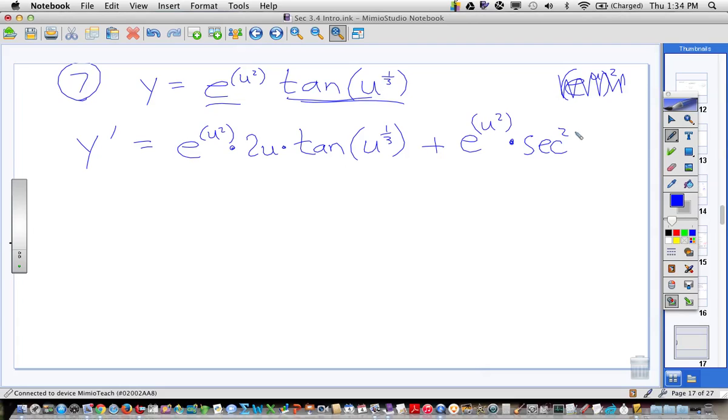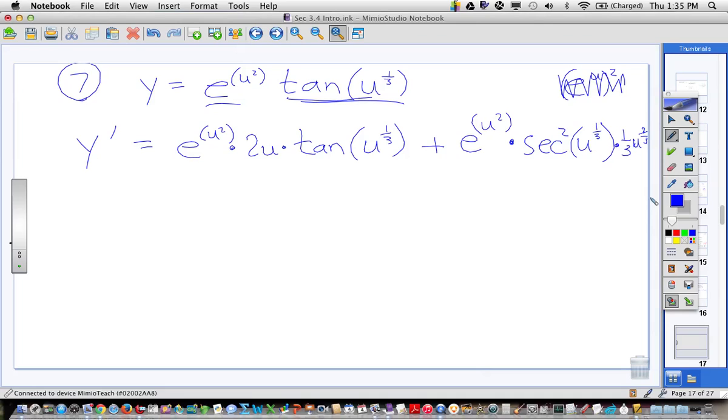Secant squared of that stuff times the derivative of the stuff inside. Derivative of u to the 1/3, which would be 1/3 u to the negative 2/3. Right? I ran out of room again. Okay? And that's it. Now, you step back, you say, can I put anything together?